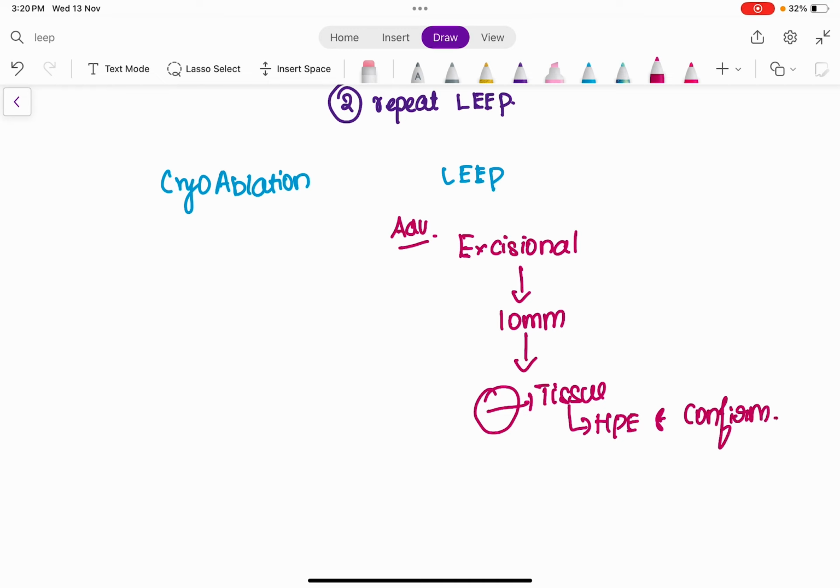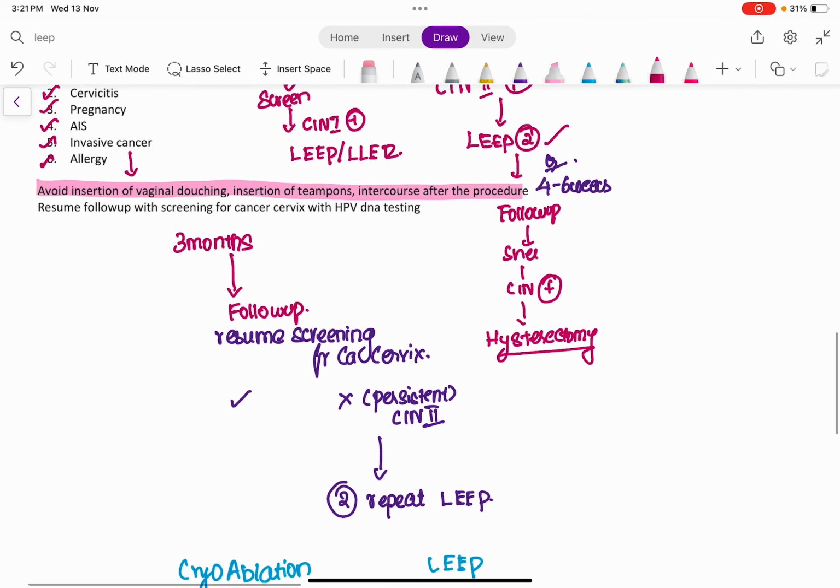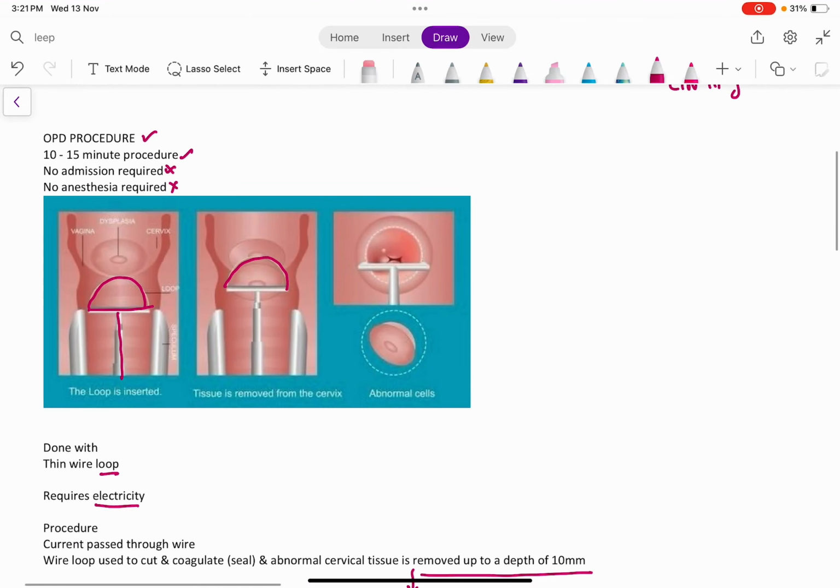But in cases of cryoablation, where you're not left with any other sample, because in cryoablation you're just going to cause crystallization of the intracellular water, right? It is going to just bring about the cryonecrosis, but you will not be getting any other sample which you can subject for histopathological examination. So in cryoablation, no tissue sample is available for you for histopathological examination. But on the contrary, for LEEP, you have a tissue sample available with you, which you can confirm by histopathological examination. Is that clear? So this is all about the LEEP.